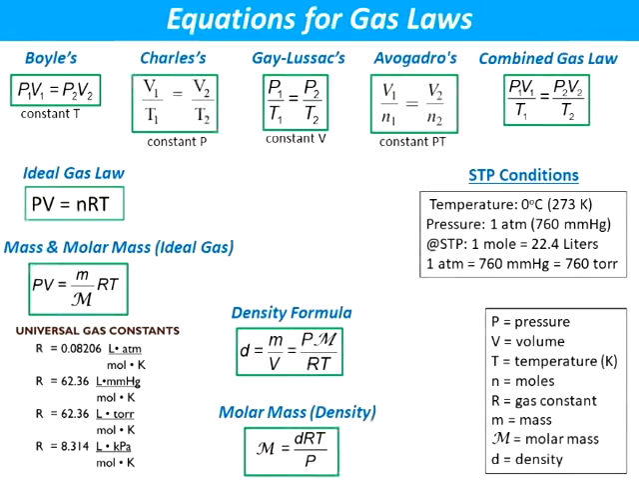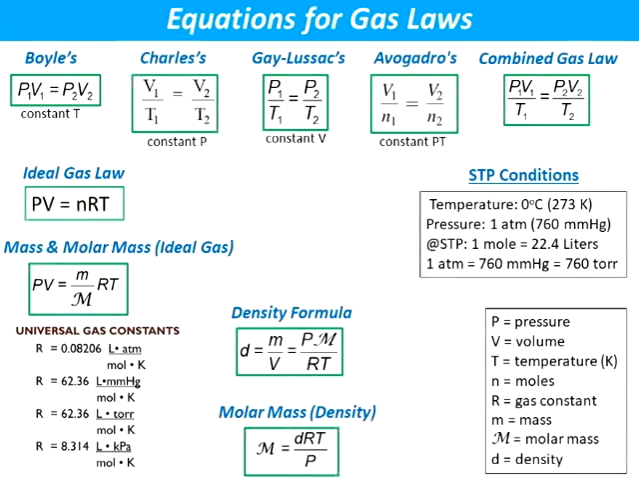We're also noting this one, standard conditions. Temperature is 0 C, but we always report temperature in Kelvin, K. Then standard pressure is 1 atmosphere or 760 millimeters of mercury. And in STP, it's important to note that 1 mole equals 22.4 liters. We have a conversion of 1 atmosphere to 760 millimeters of mercury or 760 torr.